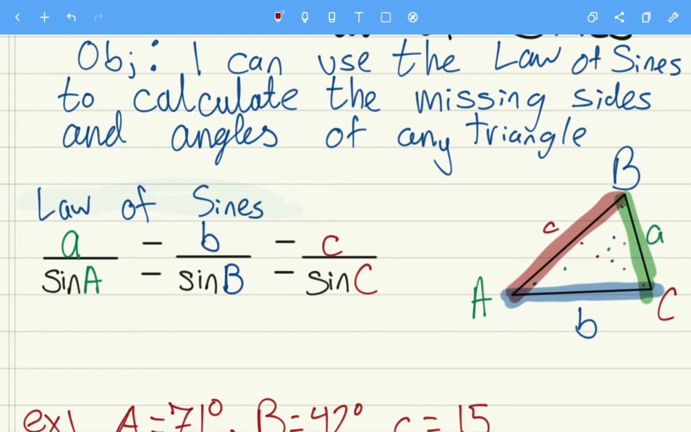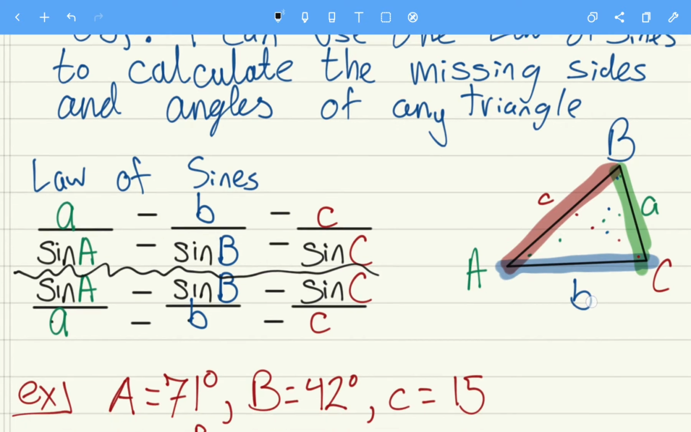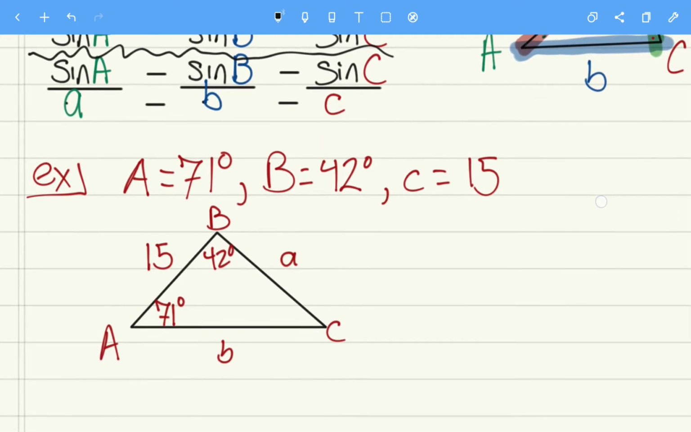So now that we have that labeled and we've got the formula, let's go ahead and get started. One thing I almost forgot to mention is that you might also see the law of sines flipped, with your angles on top and sides on the bottom. That is okay, as long as you have it consistent through each part of your formula. Now let's go ahead and get started on our example.